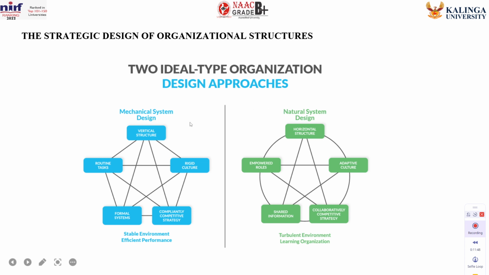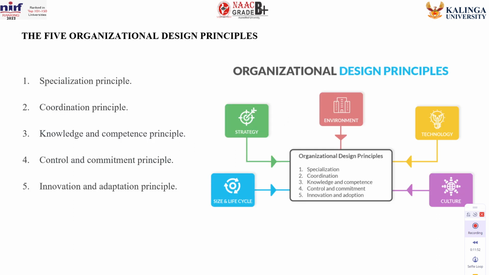One is mechanical system design, and another one is natural system design. Now, the five organizational design principles. So these are the organizational design principles. When you're designing organizational structure, you have to keep these five things in your mind.